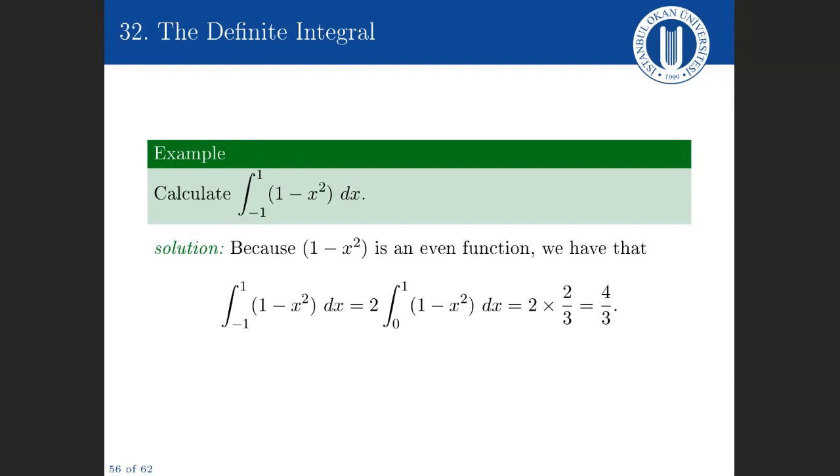Calculate the integral from minus 1 to 1 of 1 minus x squared dx. Again, it's minus a number and plus a number for the limits of integration. And now we have an even function. What is the rule for an even function? The rule for an even function is that our integral is equal to 2 multiplied by half the area, or in this case, the integral from 0 to 1. We know the integral from 0 to 1 is 2 thirds, so it's 2 multiplied by 2 thirds.